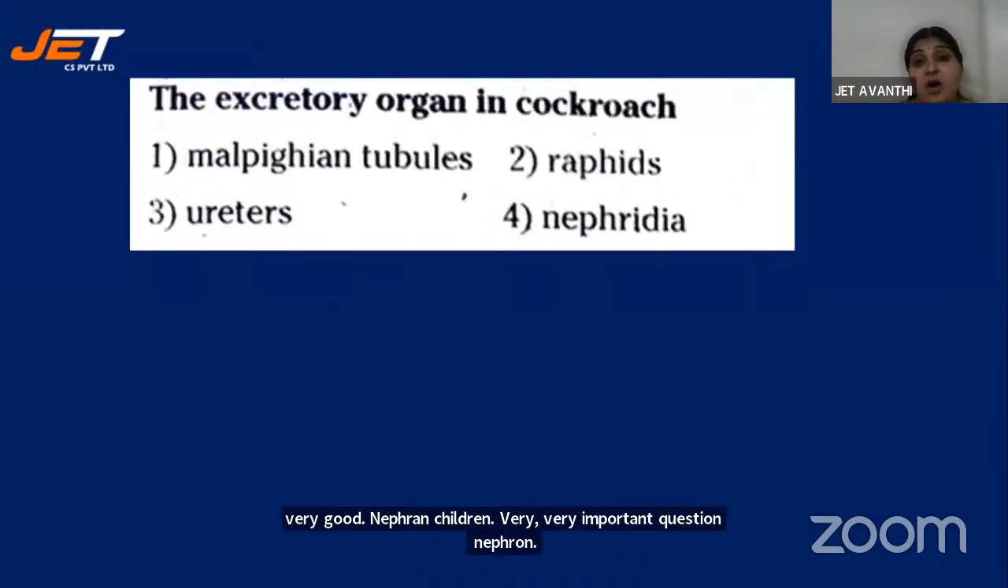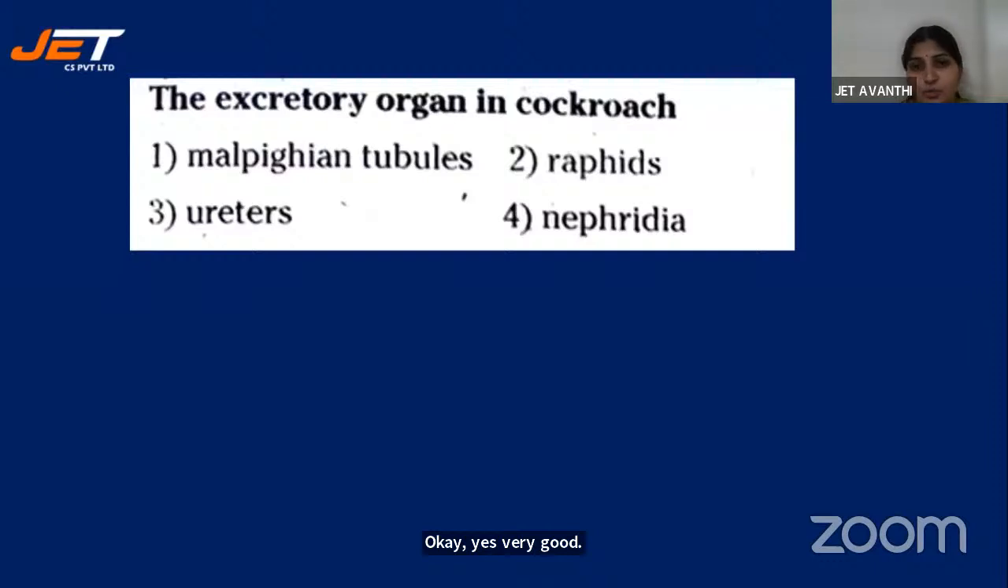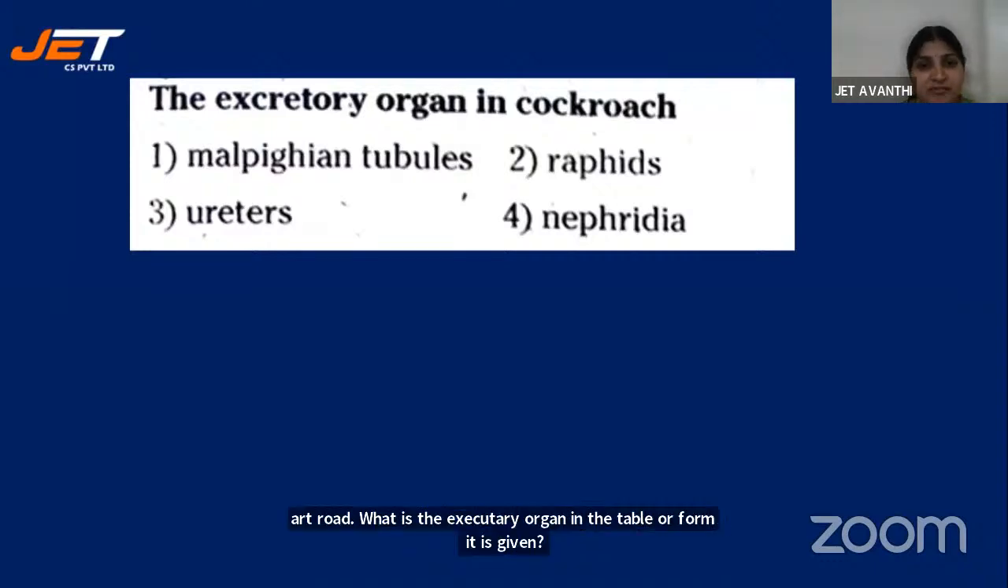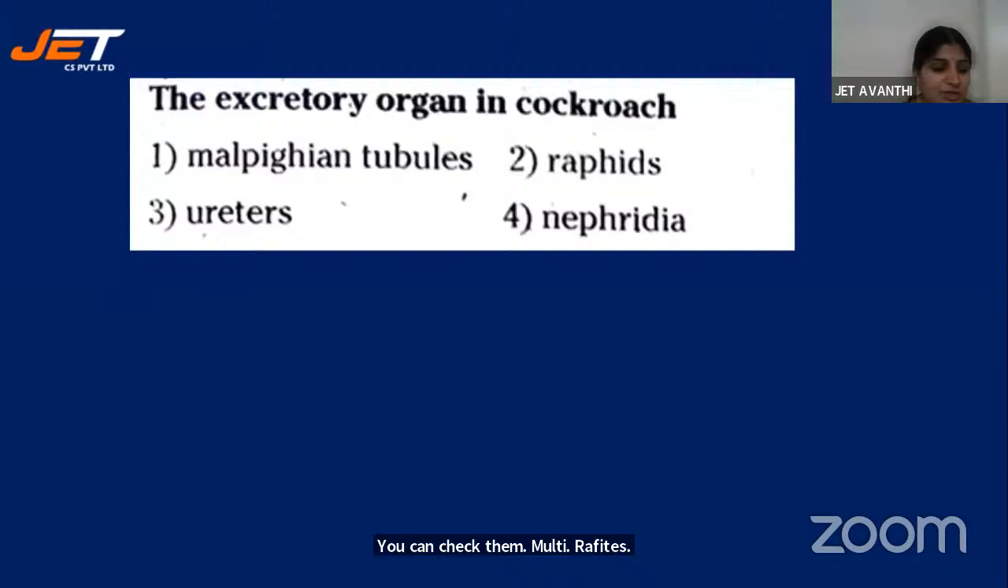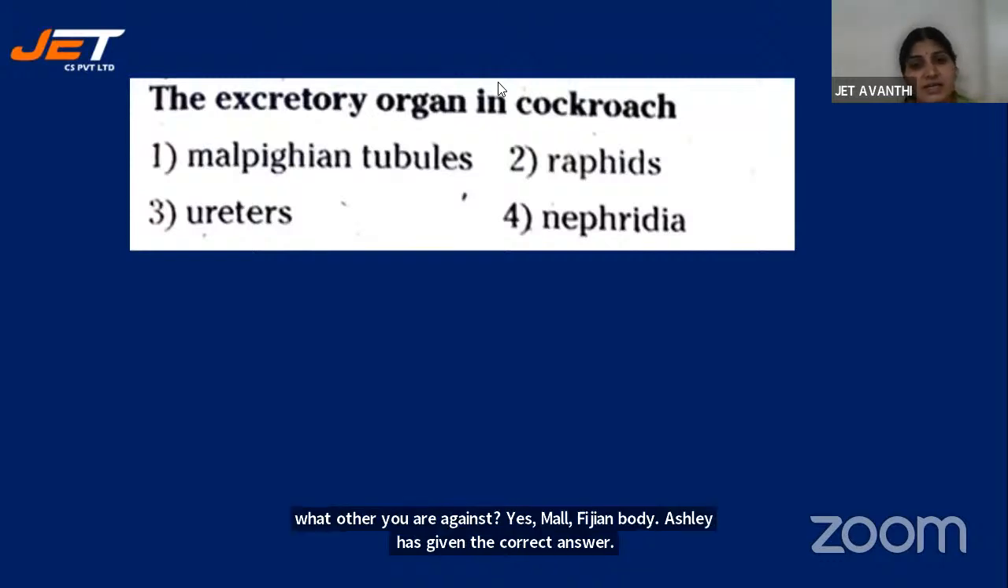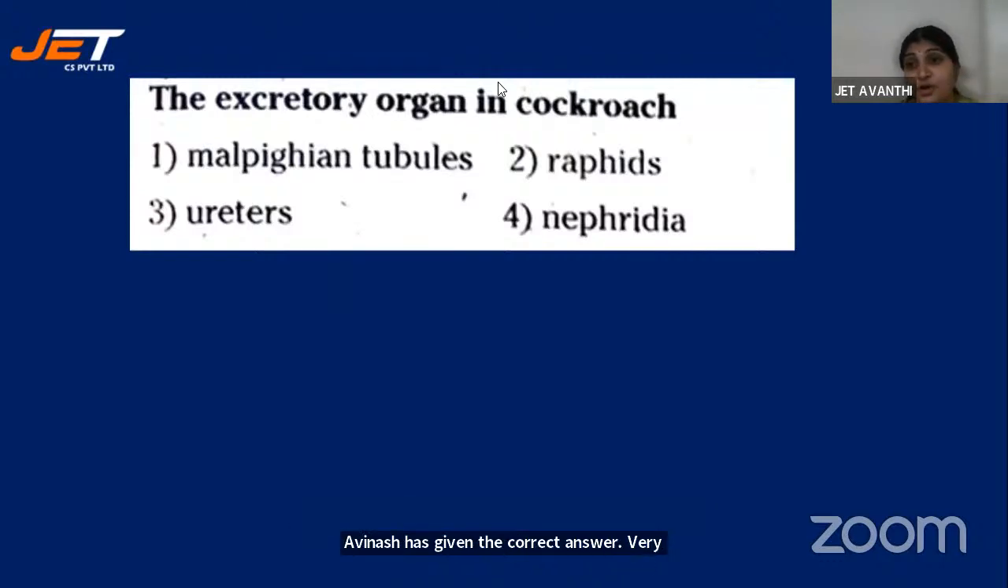Then the excretory organ in cockroach. So cockroach is an arthropod. What is the excretory organ? In the tabular form it is given. You can check there: Malpighian tubules, raphides, ureter, nephridia. What are the excretory organs in cockroach? Cockroaches are arthropods, insects. Yes, Malpighian tubules. Ashvik has given the correct answer. Avinash, Harshita, Chintu and Bhavani have given the correct answer. Anthony, you are giving multiple answers. So it is Malpighian tubules. Malpighian tubules are the excretory organs in cockroach.